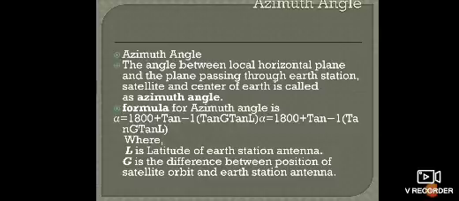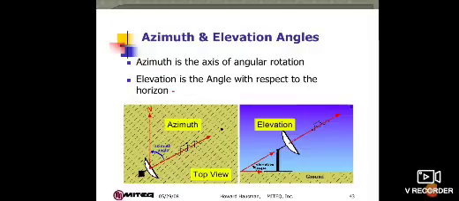Okay, so where L is the latitude of the earth station antenna and G is the difference between the position of the satellite orbit and the earth station antenna. So this is the formula to find out the azimuth angle.